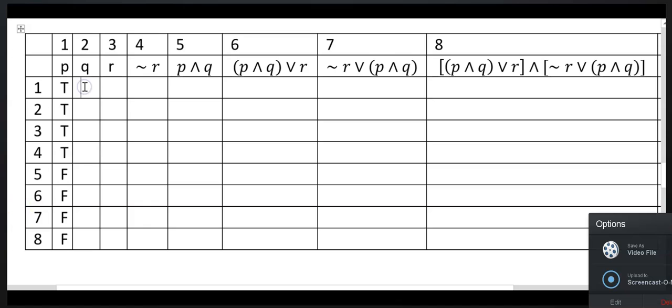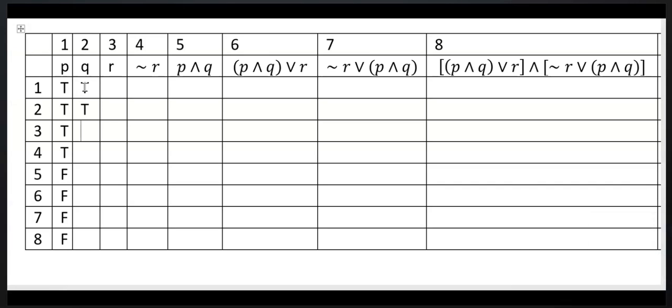For that we will write here P, Q, R, then negation of R, then P and Q. And next we will find out (P and Q) or R. Next we will find out the negation of R or (P and Q). And lastly, we'll find out the AND between 6 and 7. Now, see this here. P is 4 times T, 4 times F. Q is TF, TF. R is TF, TF, TF. Their negation. These are the negations.